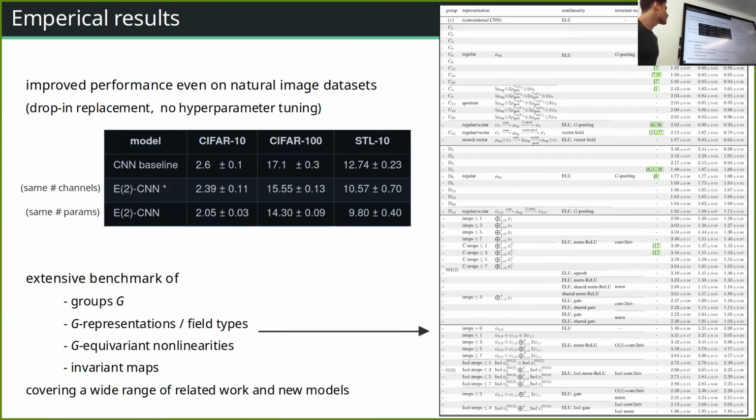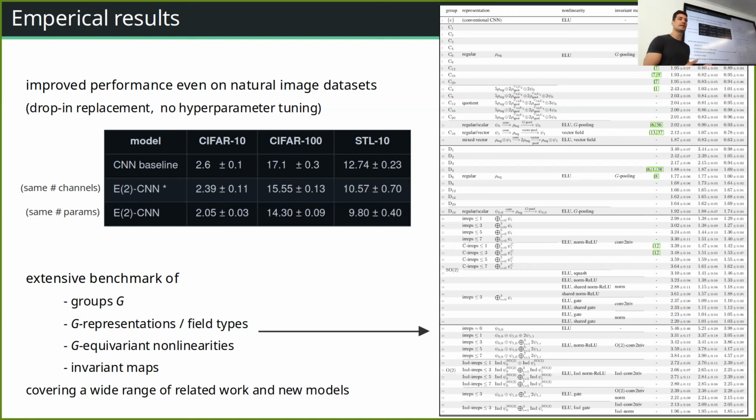Yeah, I will show some empirical results. Actually, not too many. I had some biomedical imaging results before, which are quite impressive, since there you really have these rotational symmetries and so on. But we even have improved performance on natural images, which don't have rotational symmetries. It still works better somehow. And we didn't even do hyperparameter tuning.